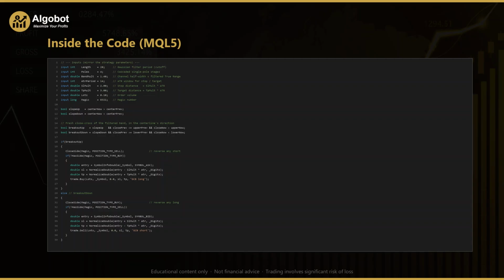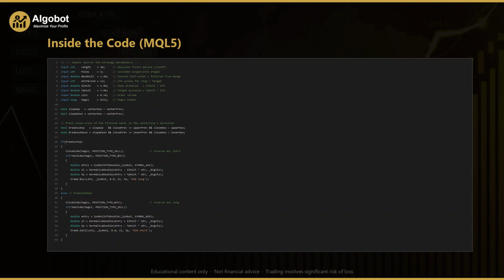Then come the two breakout flags. Breakout up requires slope up, the previous close at or below the upper band, and the current close above it, a fresh cross in the rising direction. Breakout down is the mirror, needing a falling center and a fresh close below the lower band.